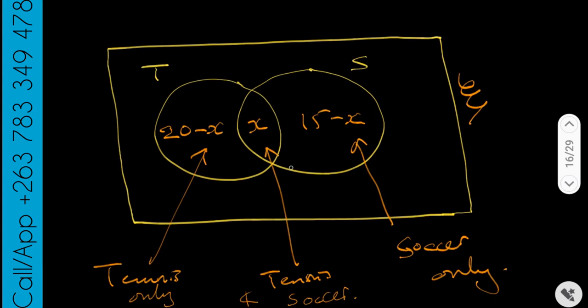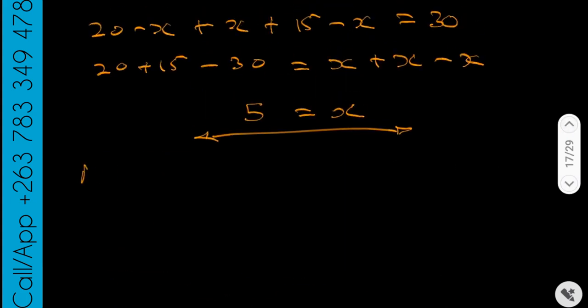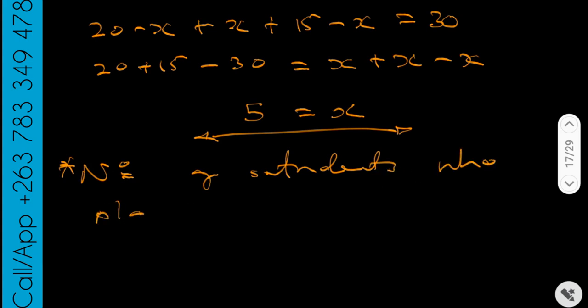Remember what we said, X represents those who play tennis and soccer. So the number of students who play both is 5. So there are 5 students who play both tennis and soccer.